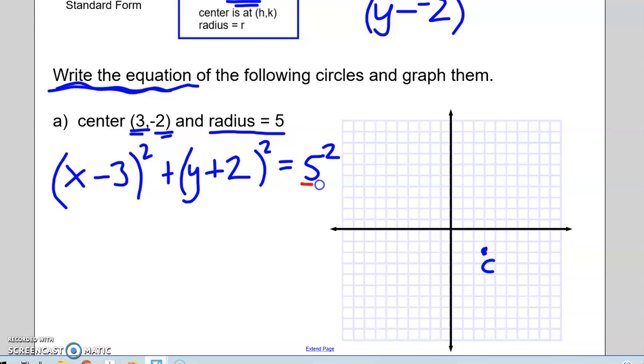Then we've got our radius of 5, so we're going to go 5 up, 5 down. You can do these in any order. You don't have to start with these ones. And then 5 to the right, and 5 to the left. Okay, and I'm going to draw my circle the best I can through this. There we go. This is a little bit off, but try your best, and that's good enough here for this section.